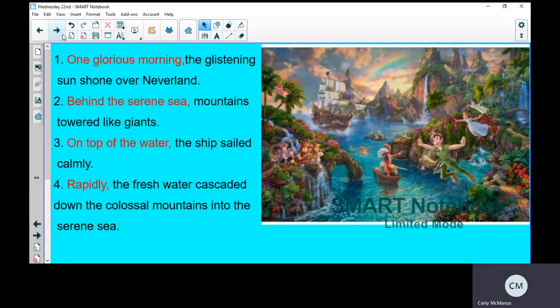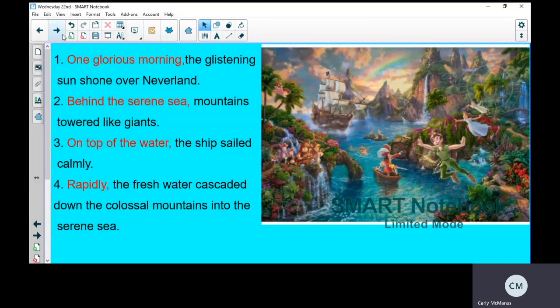I haven't come up with those ideas. Those were some of my adjectives from the previous lesson. So in a previous lesson, I wrote down glistening sun. So I've just used that again. I haven't had to think about that idea. It was already down in my notes. And then I said it shone over Neverland.